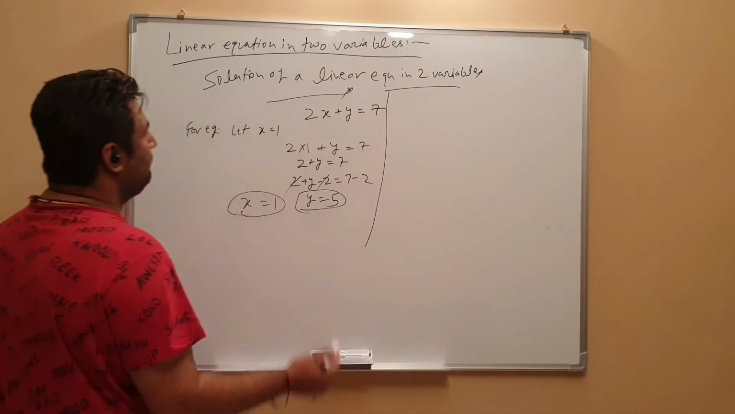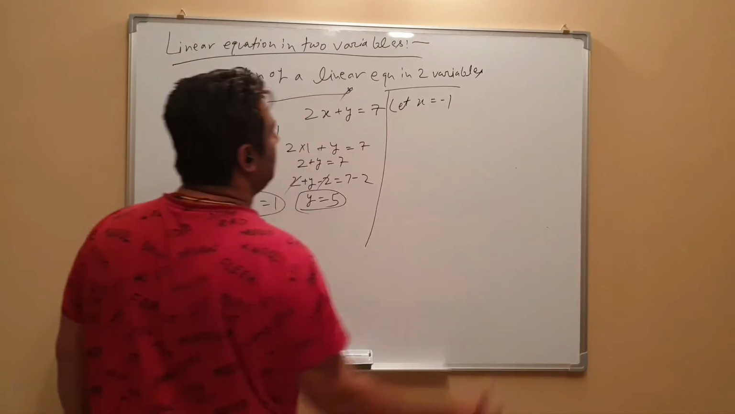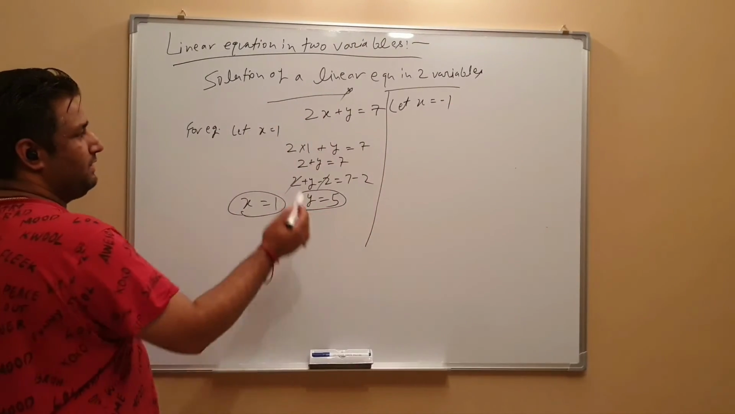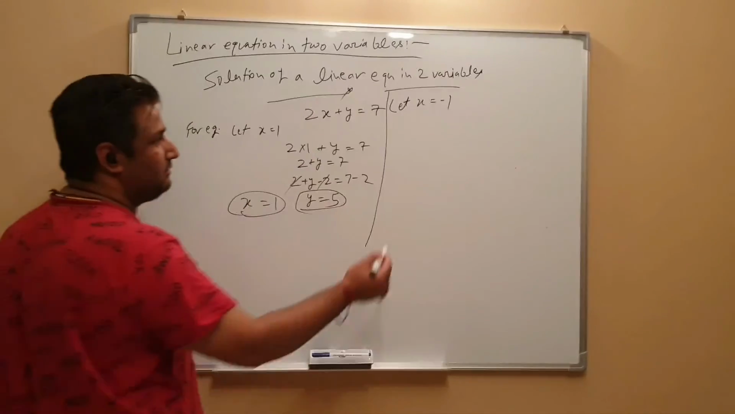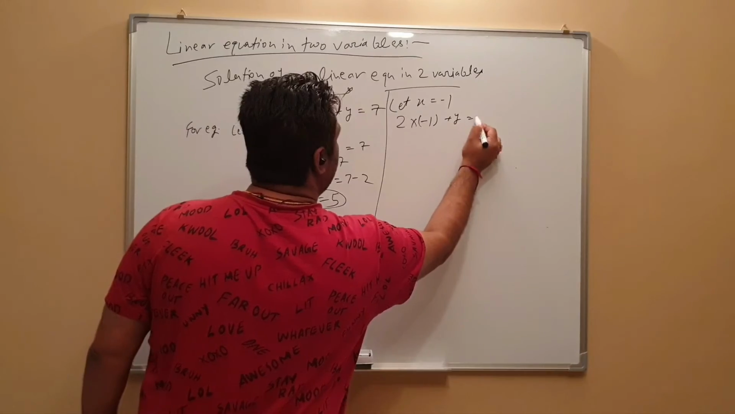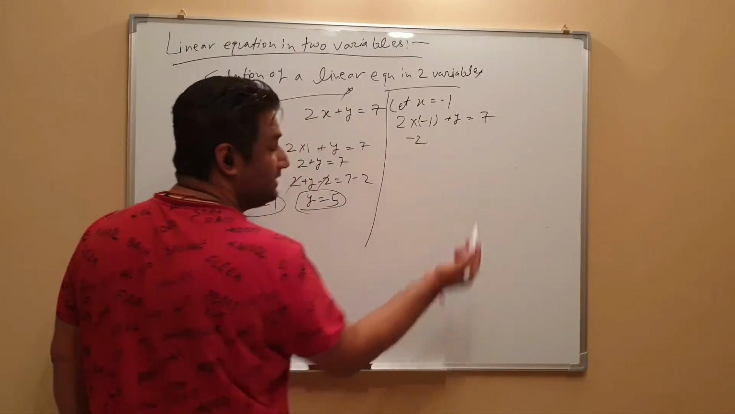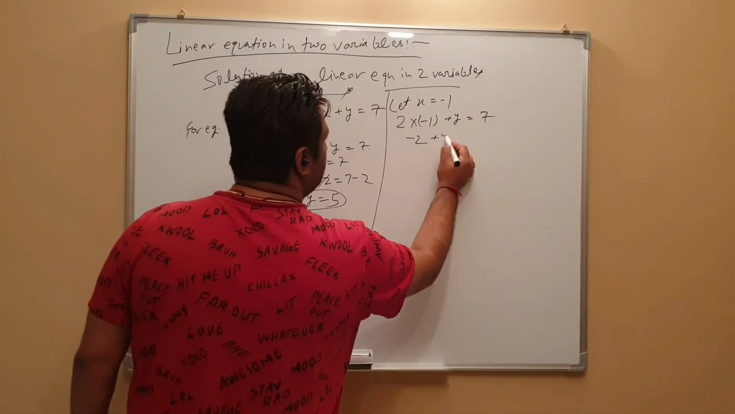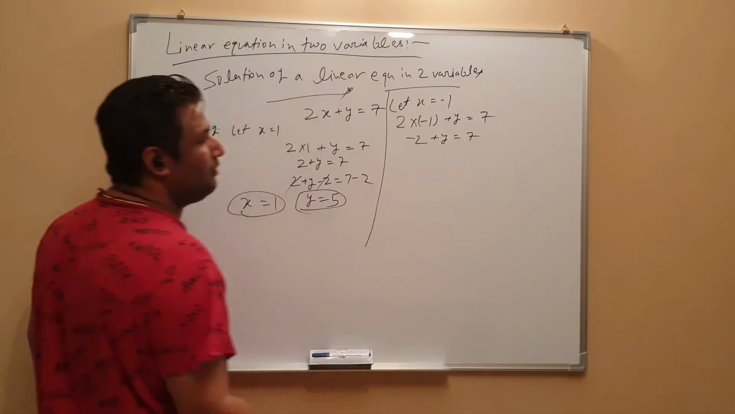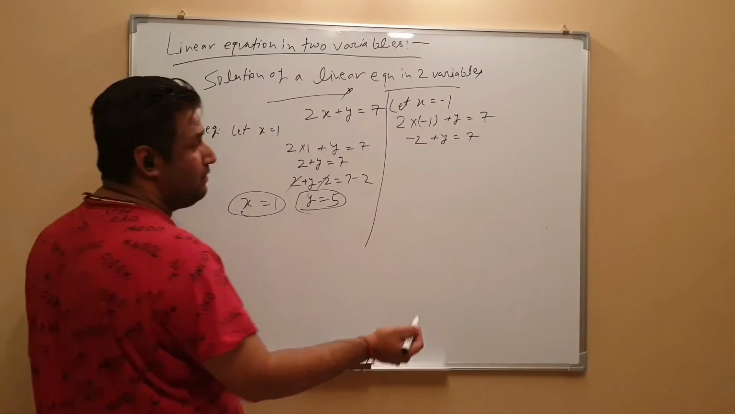Let's put one more value. Let x equal negative 1 now. So we will substitute negative 1 in place of x. So 2 times negative 1 plus y equals 7. Now 2 times negative 1 is obviously negative 2, so negative 2 plus y equals 7. Now we have to try and eliminate this negative 2 so that we can get the value of y.